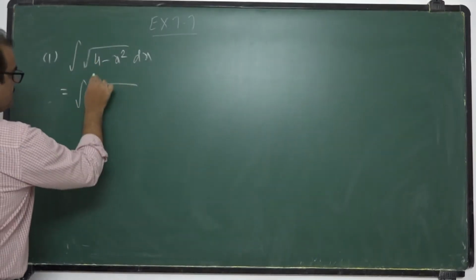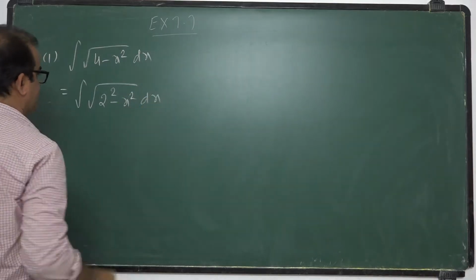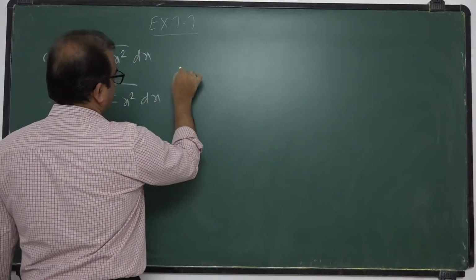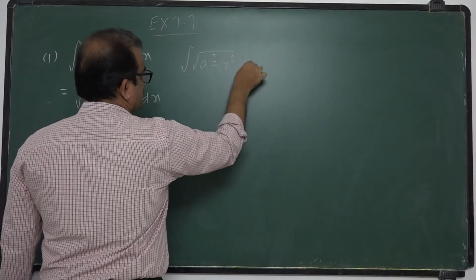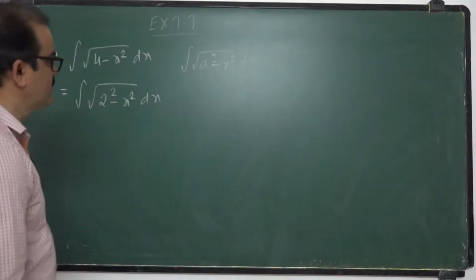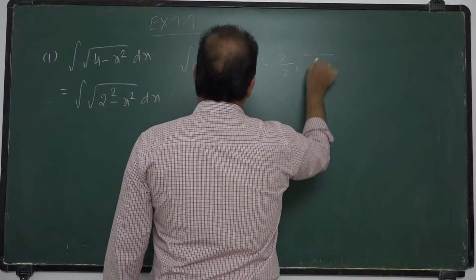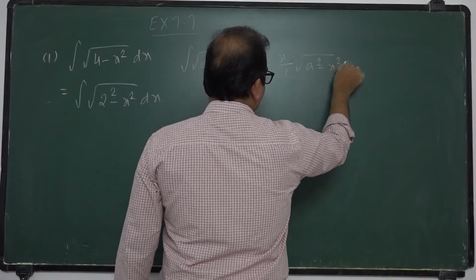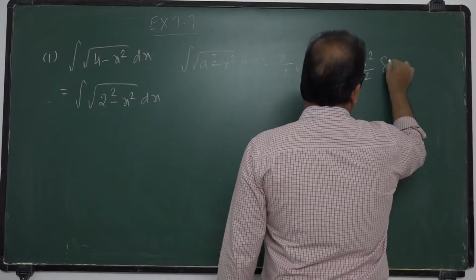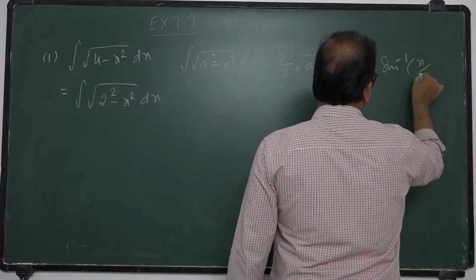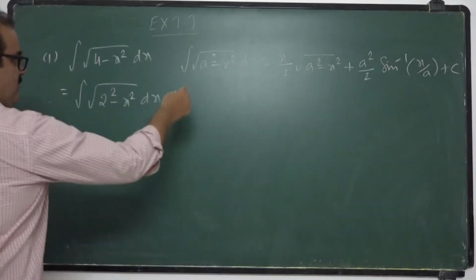This 4 is taken as 2 square, so it is 2 square minus x square into dx. Clearly it is in the form of integral root of a square minus x square into dx. What is the formula of this? x by 2 into root of a square minus x square plus a square by 2 into sin inverse x by a plus c. Apply that formula.